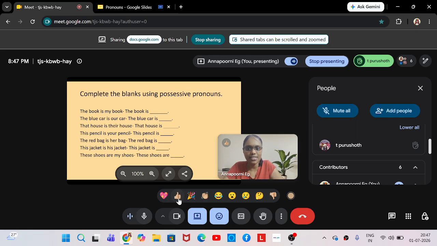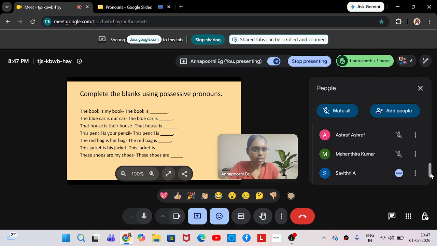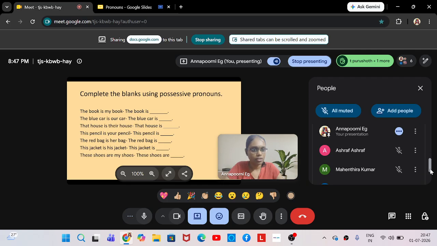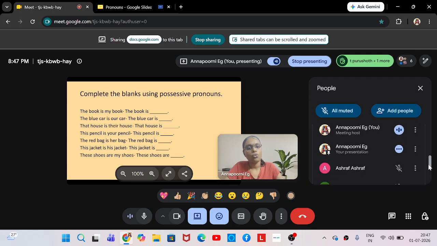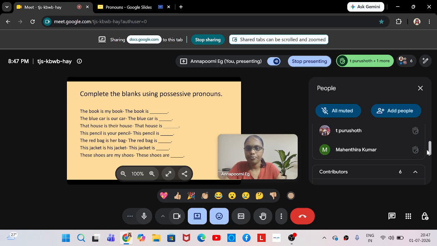Shabna, can you try the fourth one? This pencil is your pencil. Shabna, are you there? Your mic is muted, your mic is off. Okay, then I will call Mahendra. Mahendra, try the fourth one. This pencil is yours. This pencil is yours.